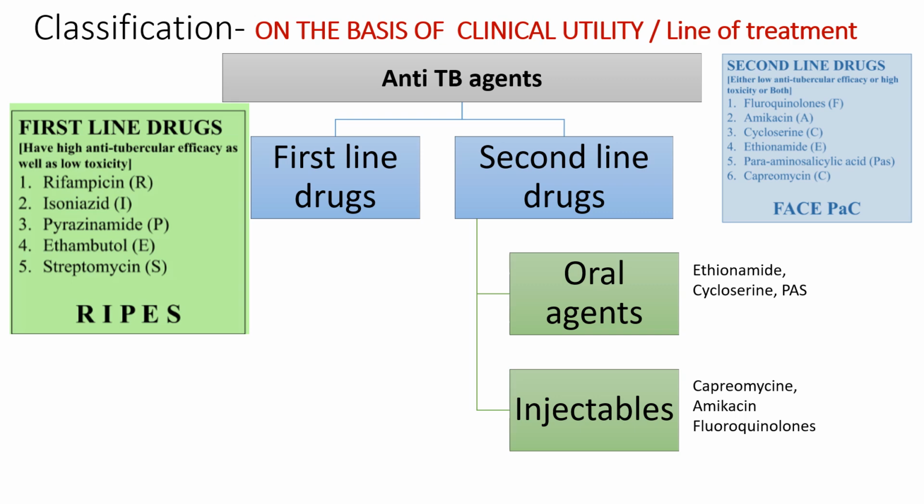You must have noted down the drugs, that is rifampicin, isoniazid, pyrazinamide, ethambutol and streptomycin under first line drugs. Under second line, oral agents, ethionamide, cycloserine and para-amino salicylic acid, whereas second line injectables, it is capreomycin. Amikacin and fluoroquinolone are not there in PCI syllabus under anti-TB agents. Somewhere else in some other chapters these must have been included. But under anti-TB agents only 10 drugs we have to study as per PCI syllabus. Let us move ahead.